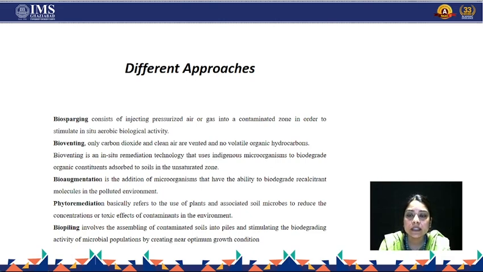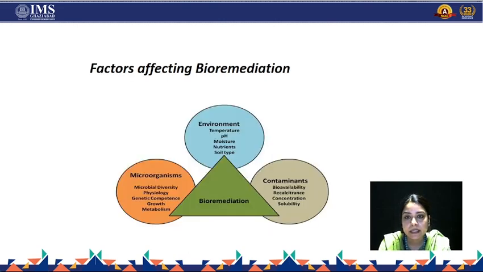So these are the different approaches by which we can achieve or enhance the bioremediation techniques. There are also factors which play a very important role in the bioremediation process, like the environment, the microorganism, and the type of the contaminants. In the microorganism, the microbial diversity is very important. Similarly, the physiology of the microorganism, their genetic competency, and their metabolism. So these are the important factors.